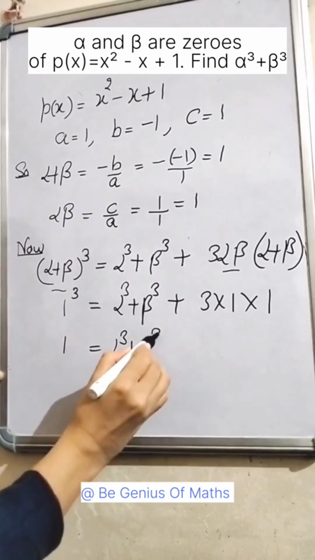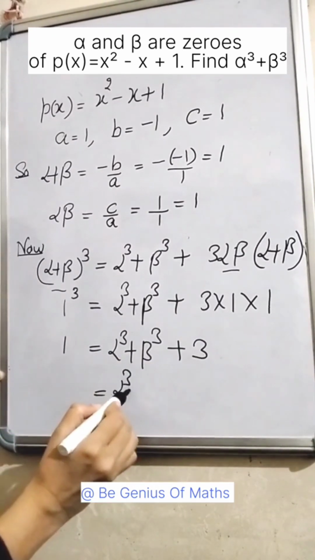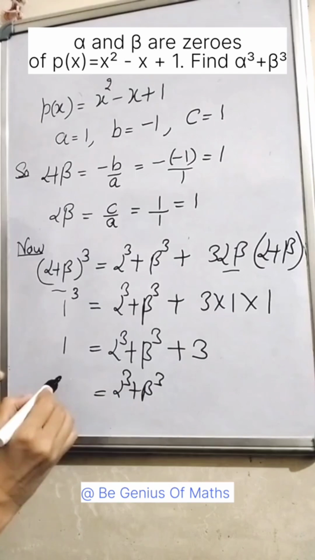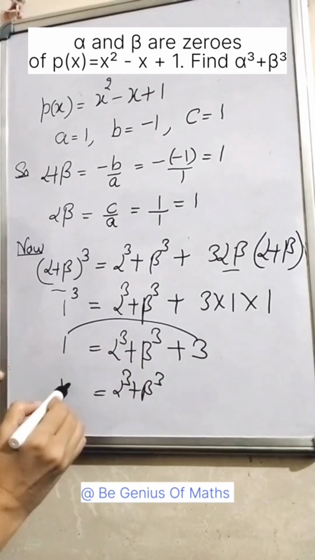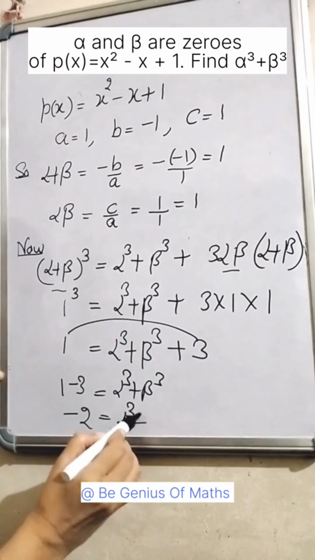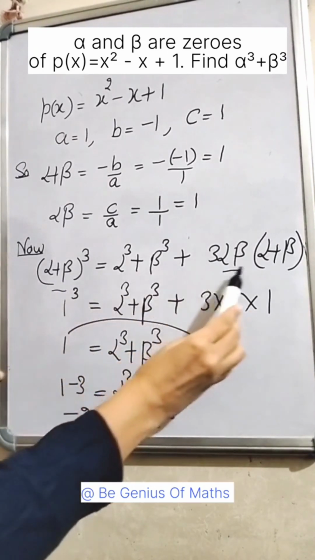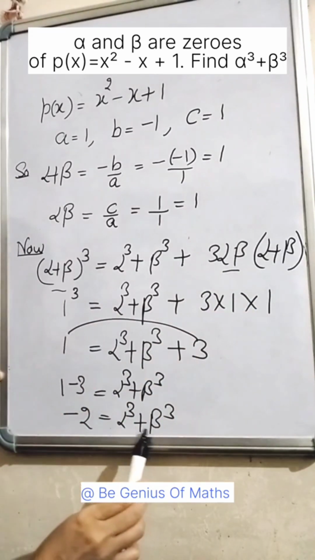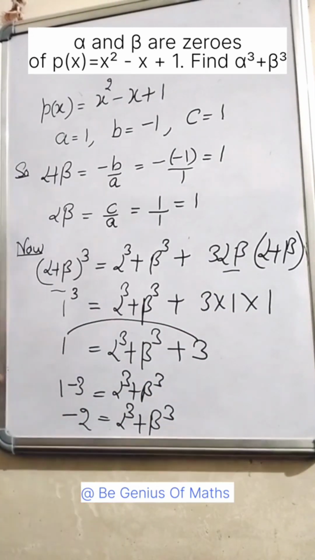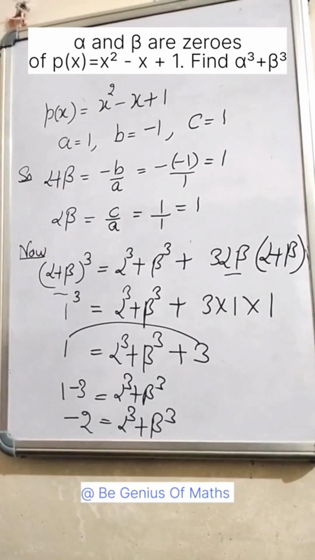3 into 1 is 3. 3 on the other side is minus 3. 1 minus 3 is minus 2. So alpha cube plus beta cube is minus 2. इस तरह से हम alpha और beta को find किए बिना we can find alpha cube plus beta cube just by using the formula and putting the values of alpha plus beta and alpha into beta.